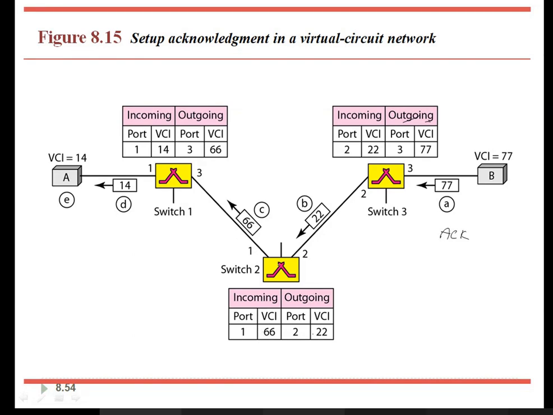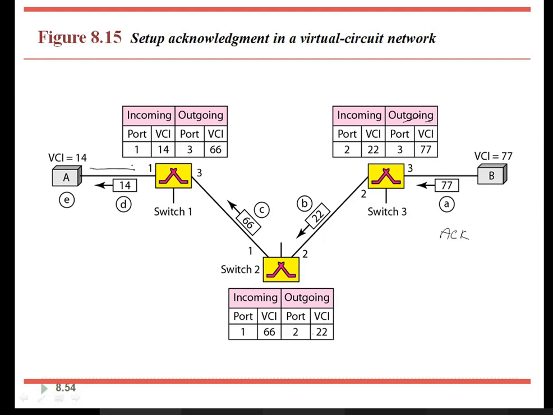But with respect to the response, or whatever acknowledgement is sent by B, accordingly it is going to update the next switch's routing table. So based on this acknowledgement, it will come to know that the outgoing VCI for this particular request is 66, and it will update. And finally that response, the acknowledgement, reaches the source. So A has received the acknowledgement. Once the acknowledgement is received, then A can start sending the data.